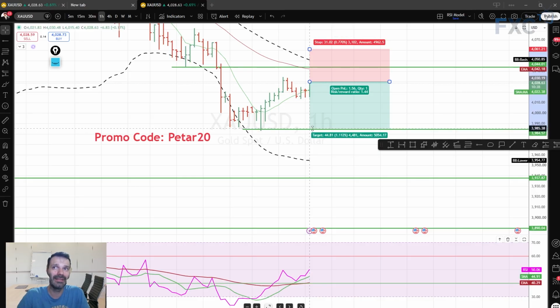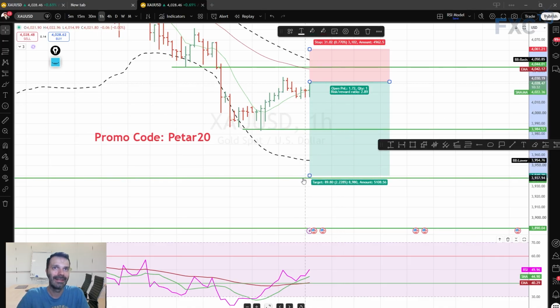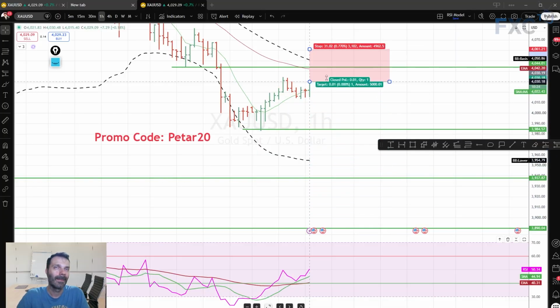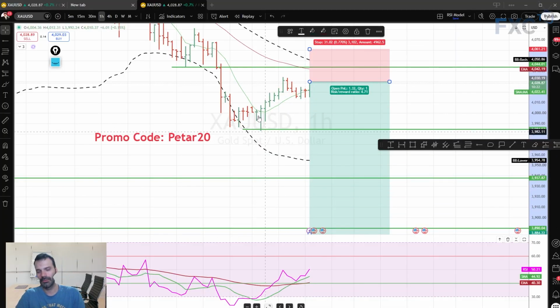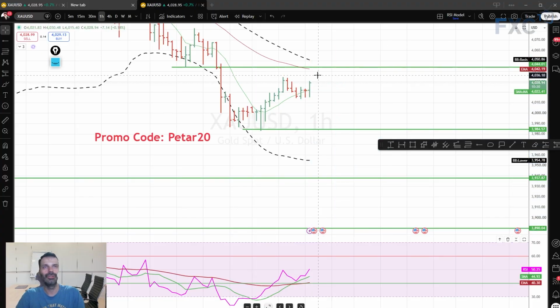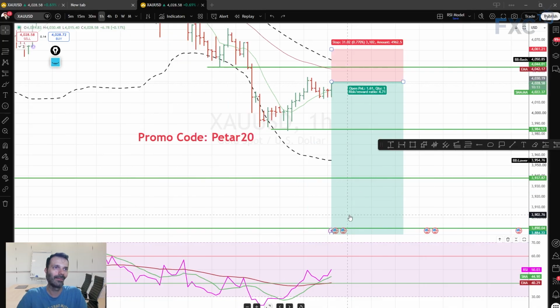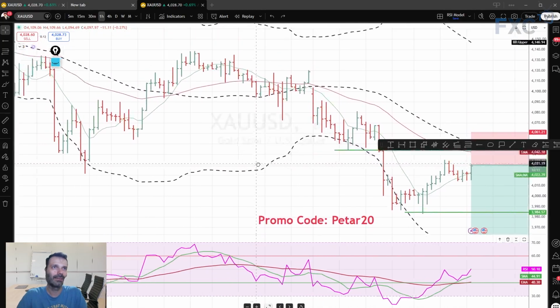From my view, I think the main downside objective is around 3,940, which is almost 3 times bigger reward versus initial risk, and then the 3,890 to 3,900 mark, which is almost 4.5 times bigger reward versus initial risk. I think this is a great potential to play for that new downside swing, a potential new push of momentum down, and we will see how that goes.